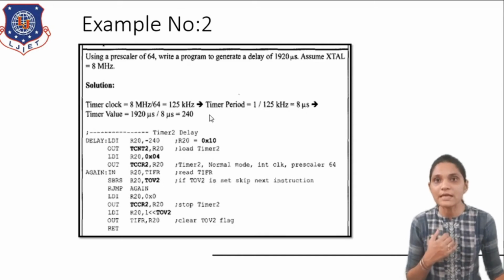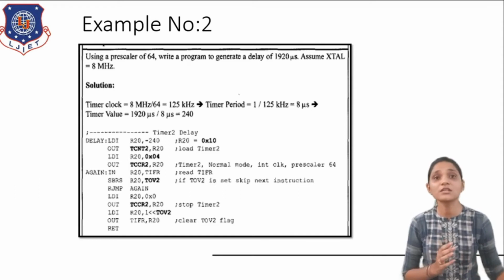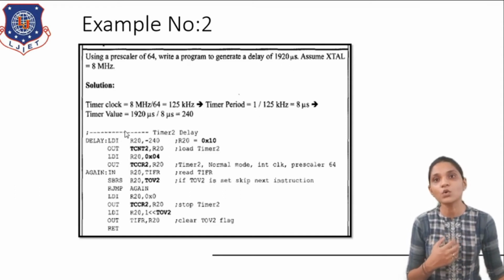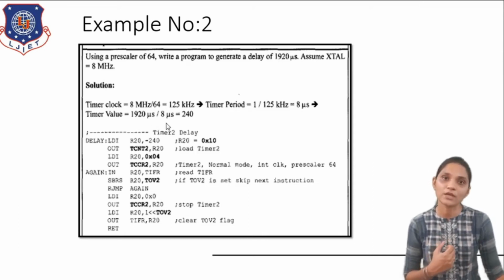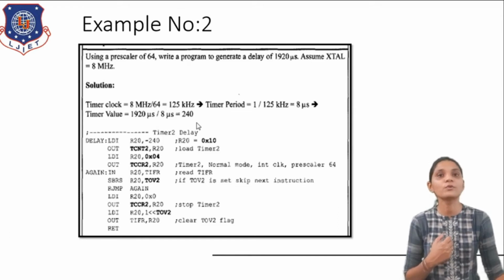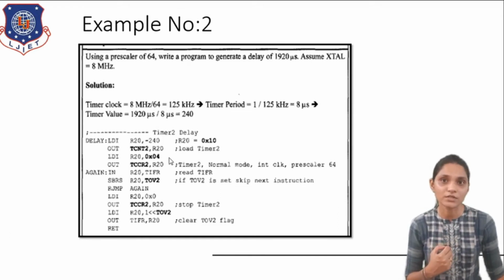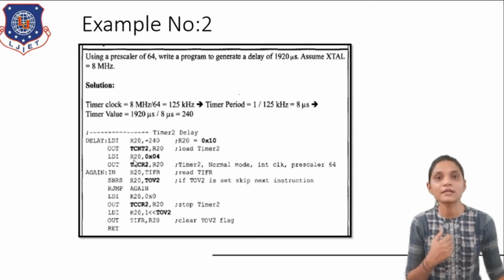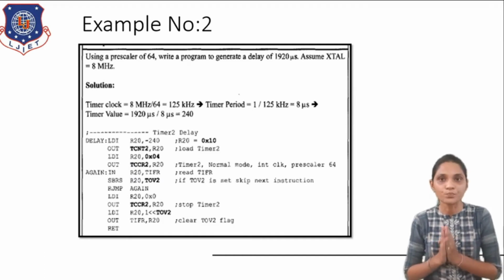So for each and every clock we are getting a delay of 8 microseconds, and we have to generate a delay of 1920 microseconds. So the total count we require is 1920 divided by 8 microseconds, and that is equal to 240. So this 240 is our counter that we have to load inside the register that contains the counter, that is TCNT2. This is timer 2, so it is TCNT2.